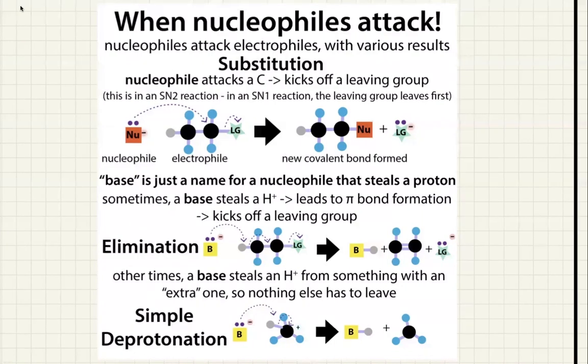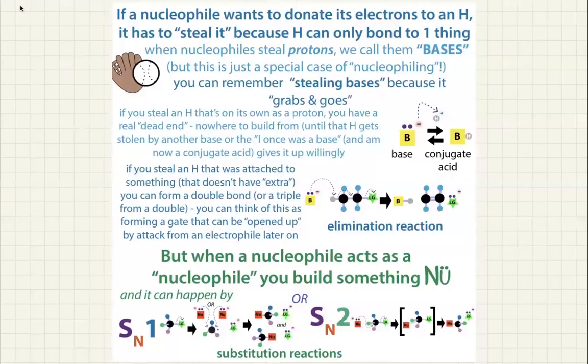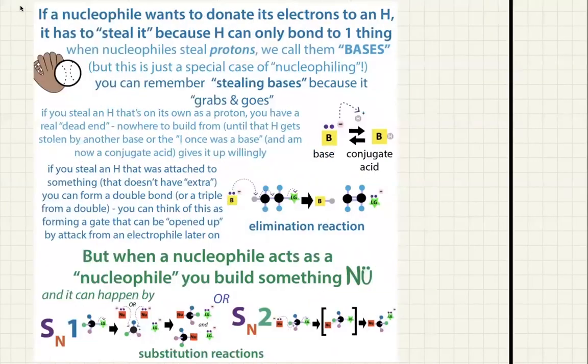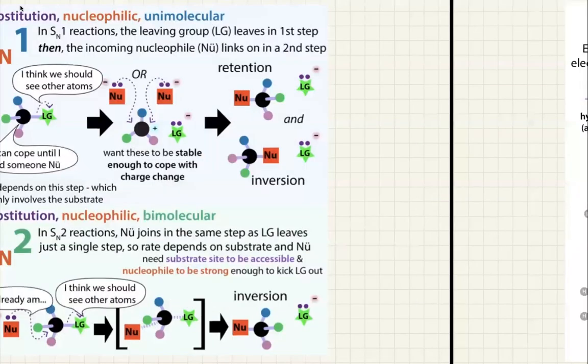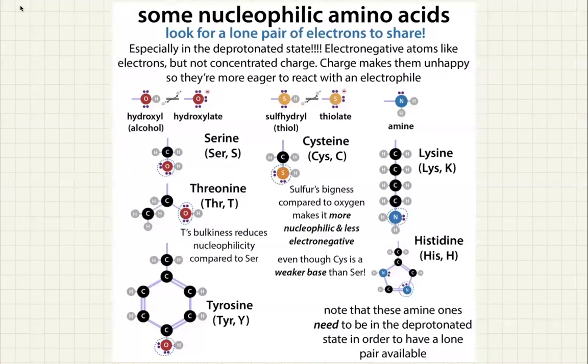You should be familiar with both the SN1 and SN2 mechanisms. Some of the common places where we'll find nucleophiles are in the amino acids. We're going to be talking a lot this semester about amino acids. One of the things I want you to know about the amino acids is how they react. The ones that are nucleophilic will sometimes react as nucleophiles, and I want you to be able to recognize which ones are nucleophilic.